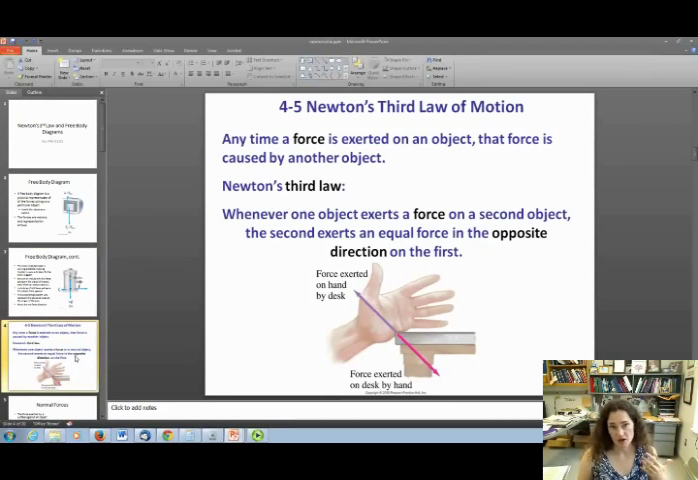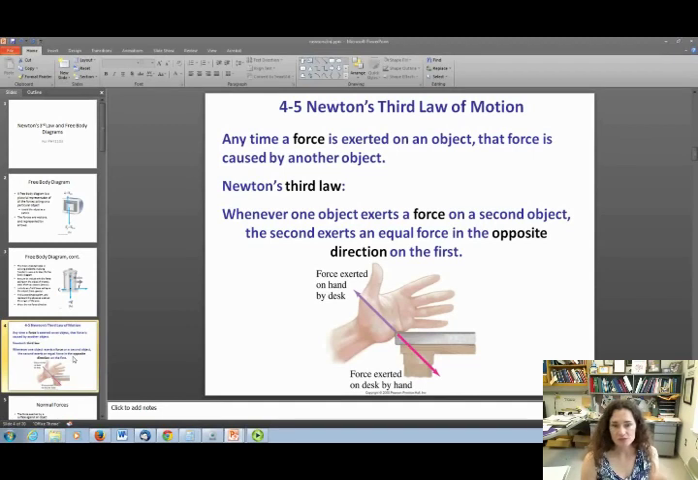Newton's third law is the action-reaction law. Anytime a force is exerted on an object, that force is caused by another object. So when one object exerts a force on a second object, the second object exerts an equal force in the opposite direction on the first. Another way of phrasing it is, for every action, there is an equal and opposite reaction.